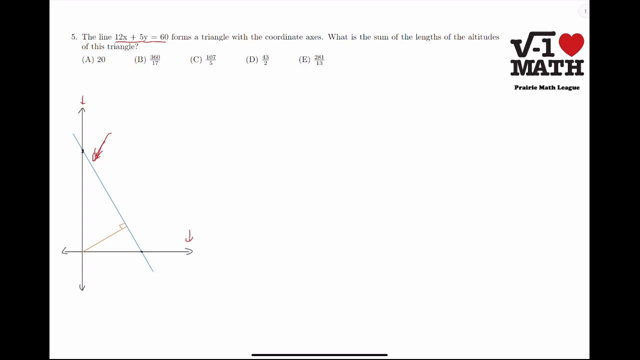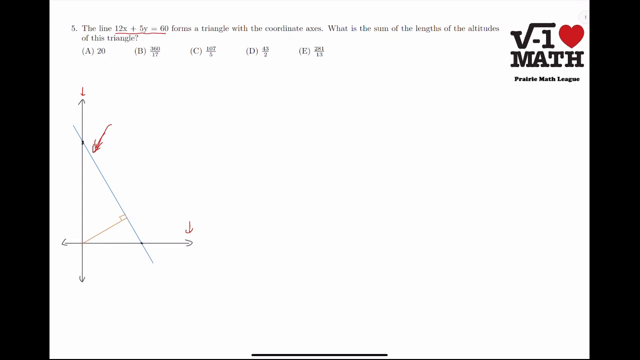So to find out the nature of the lines, we just notice that we can take 5y equals negative 12x plus 60 to get y equals negative 12 over 5 x plus 12. So this can let us find our intercepts, which are going to be at (0, 12) and (5, 0). Alternatively, we could have just found the intercepts by plugging in x or y equals 0 in this equation.